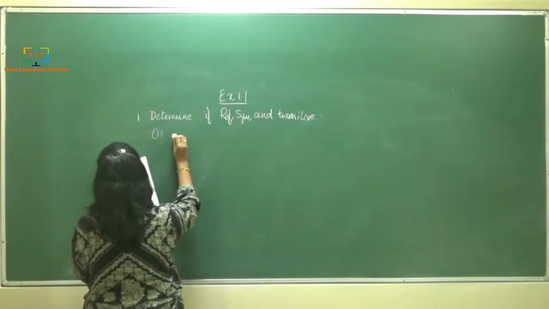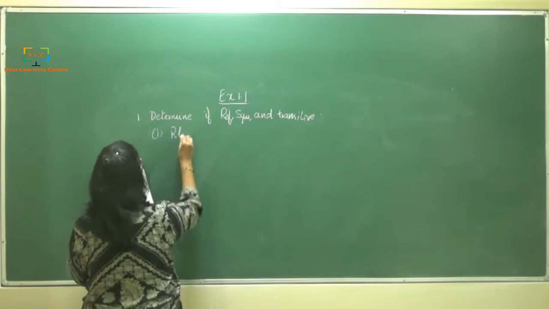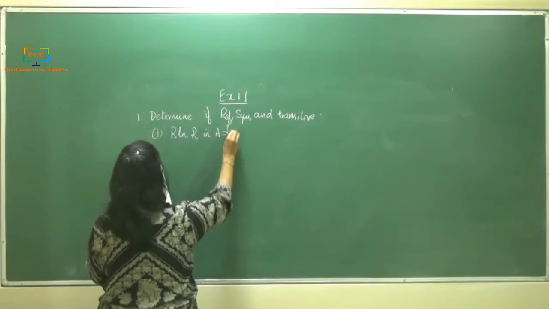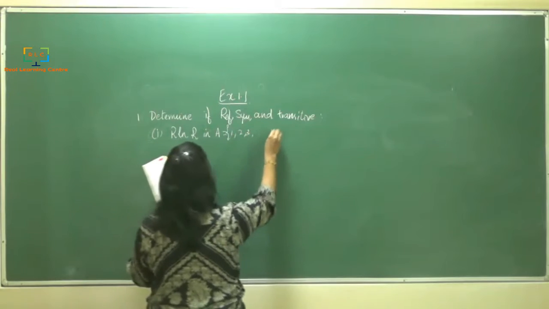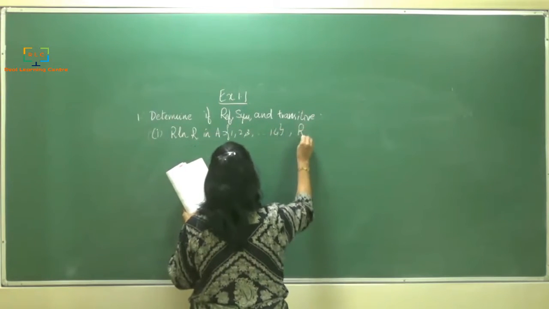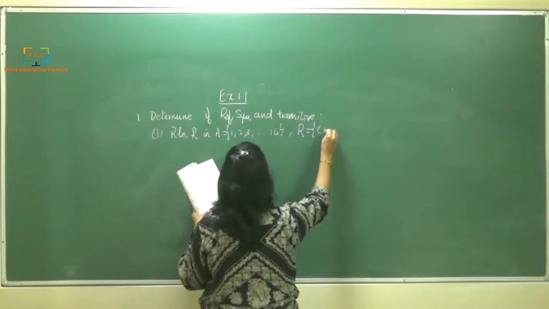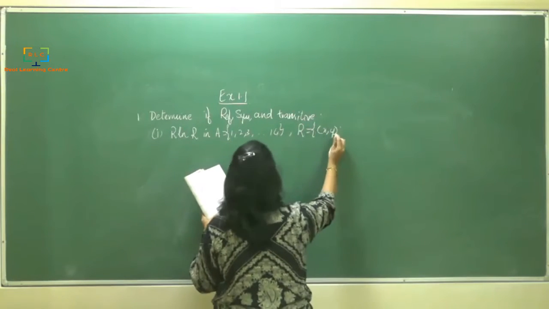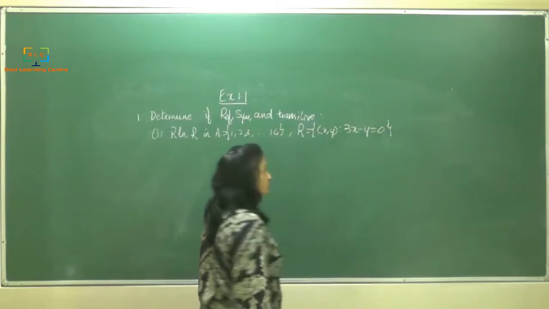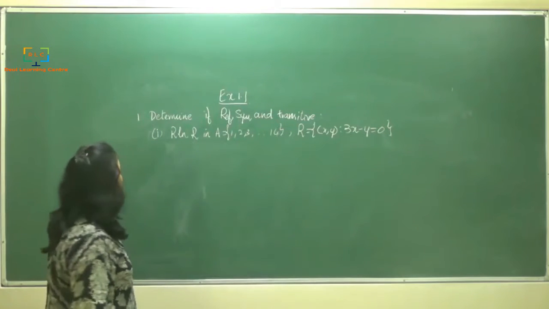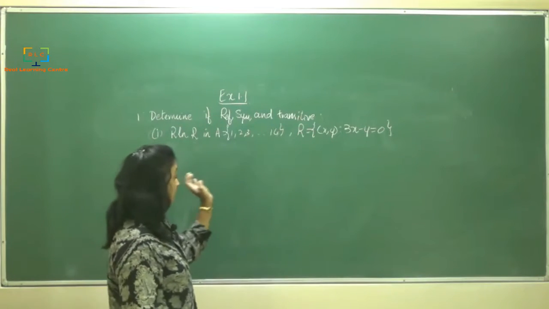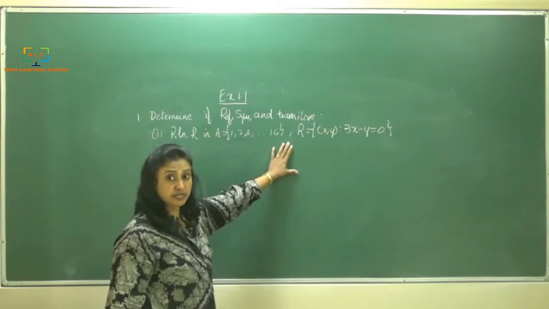You have relation R in A equal to {1, 2, 3, ... 14} defined as R equal to {(x, y) such that 3x minus y equal to 0}. Okay, here goes your first question. We are starting with this. They have given the relation 3x minus y.